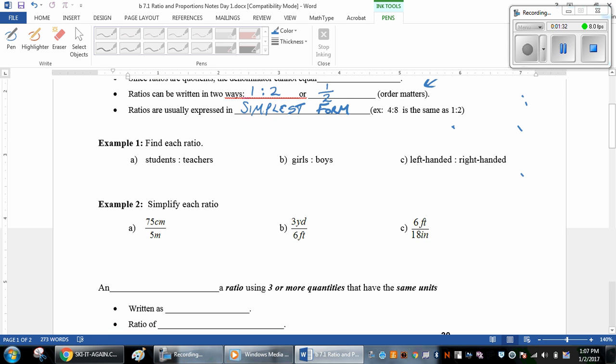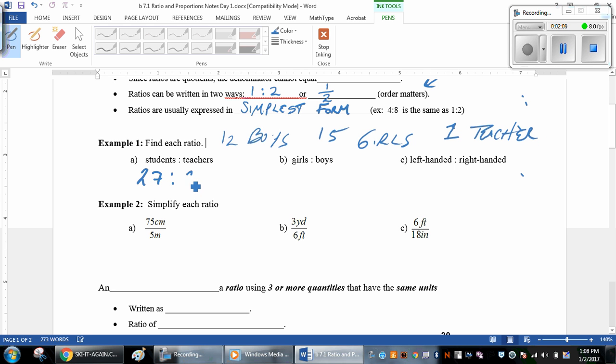Let's say for this first part, example 1, that we have a class with 12 boys and 15 girls. So let's write that up here. 12 boys, and 15 girls. In this class, we're going to have one teacher. I know some of your classes have 2. Let's just say we have 1. If we want to write the ratio of students to teachers, we have 12 boys, we have 15 girls. Altogether, we add those up. They're all students, so that's 27 to 1. And we could also write that as 27 over 1.